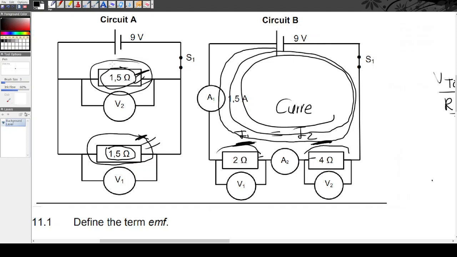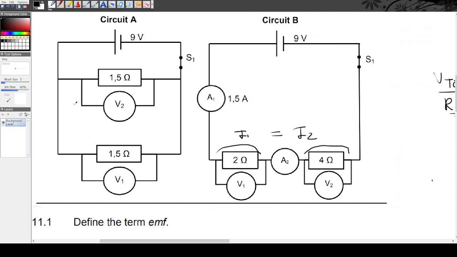But if the resistance value was not the same, maybe we had 5 ohms here and 1.5 ohms, then the current wouldn't be the same. It would split according to the ratio of the resistance. Hope it makes sense. For resistors in series, current is always the same at all points. But for resistors in parallel, current is not the same. It is only equal when the resistance values are the same.